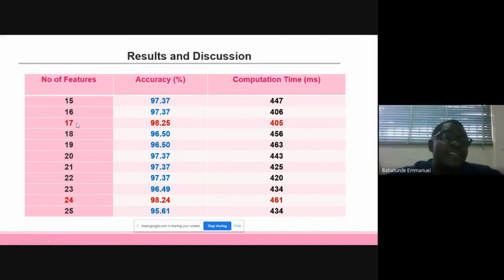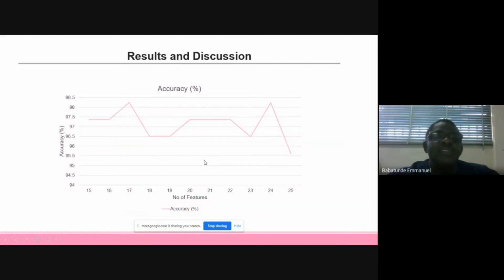You will observe that when the number of features is 17, we have 98.25% accuracy, which happens within 405 microseconds. Then, when the number of features is 24, we have 98.24% accuracy, and the computation time is 461 microseconds. These are the highest, and this is depicted in the result graph. We can see the two peaks. At 17, we have the peak here, and we also have another peak at 24.